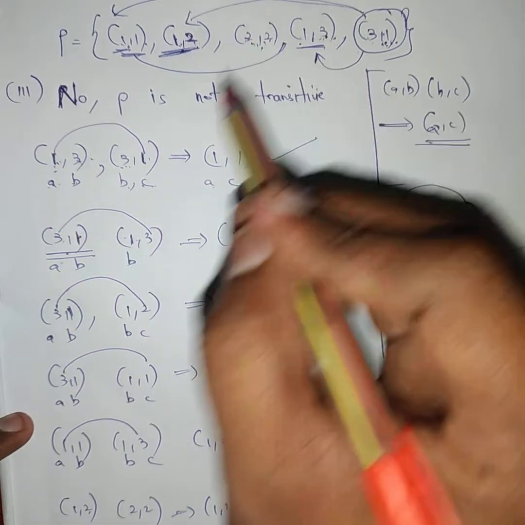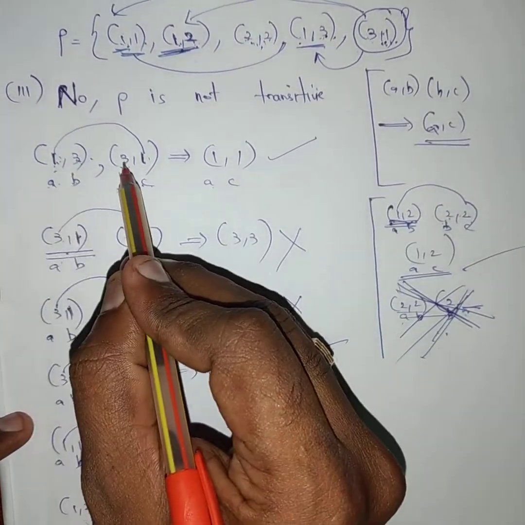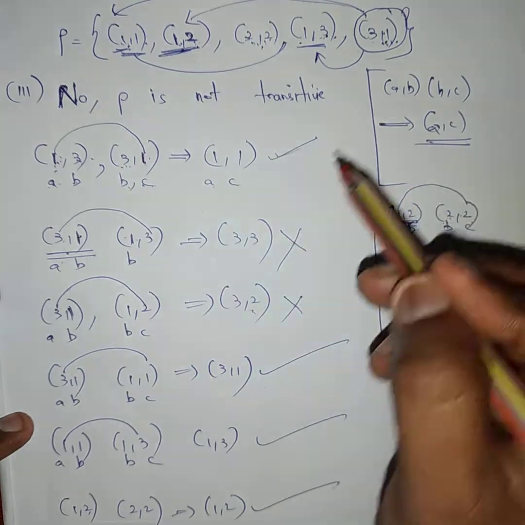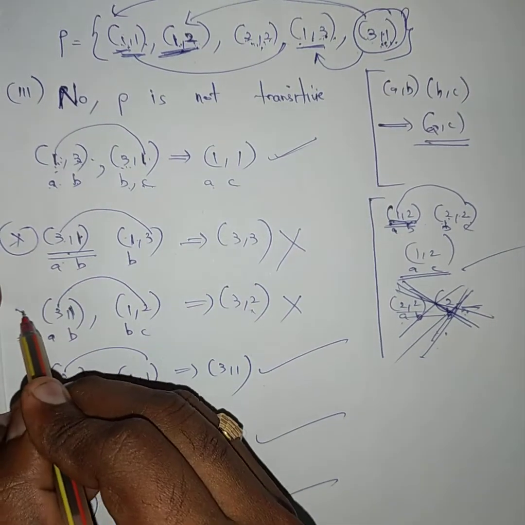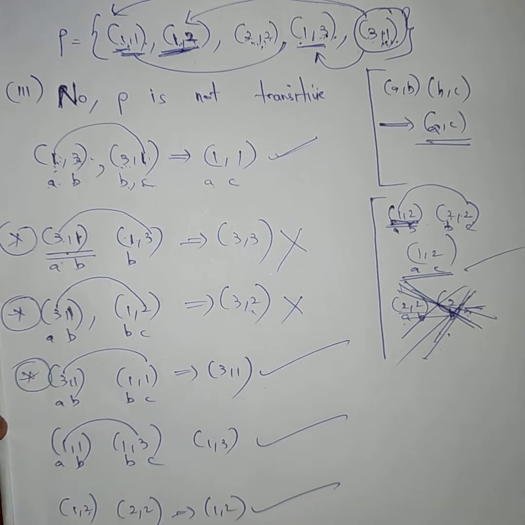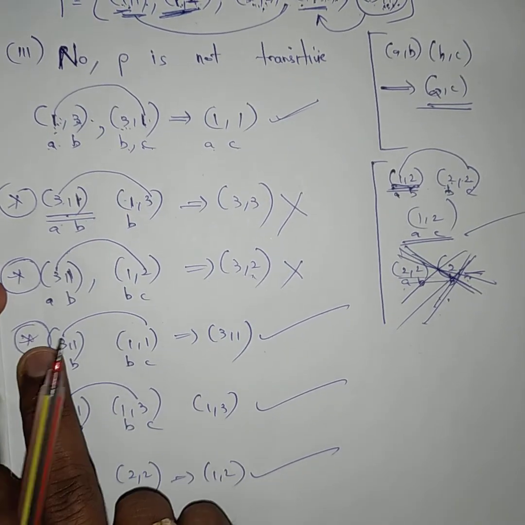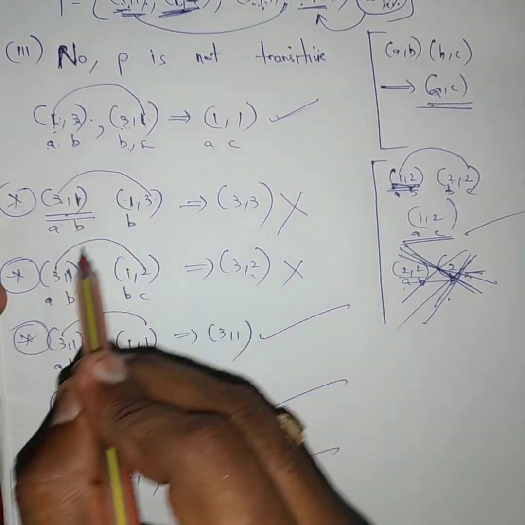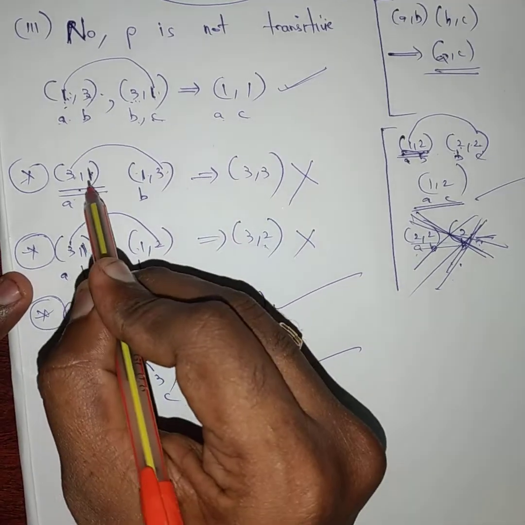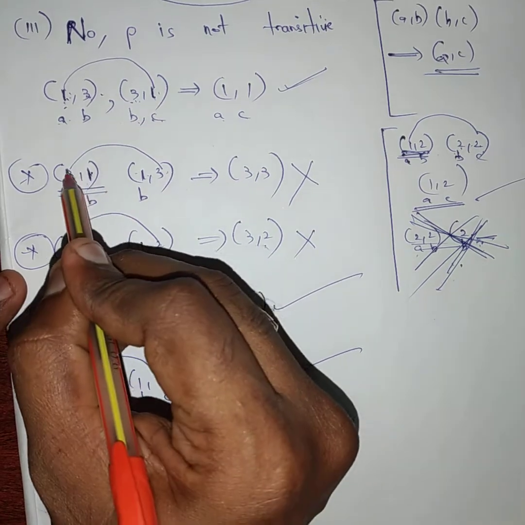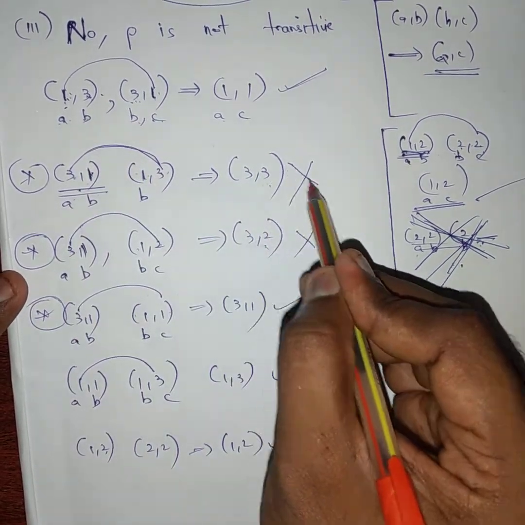Next, I have taken 1 comma 3. I choose 3 comma 1. This is also possible. After 3 comma 1, there are many options. 3 comma 1 with 1 comma 3, 3 comma 1 with 1 comma 2, 3 comma 1 with 1 comma 1. For 3 comma 1 and 1 comma 3, if you choose 3 comma 3, there is no 3 comma 3, so it is not transitive.